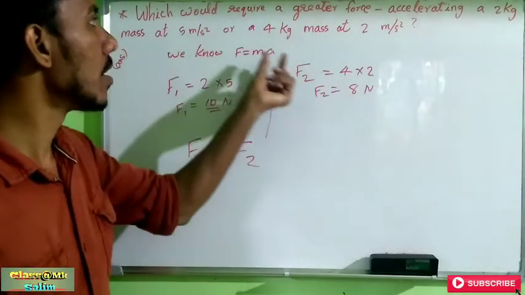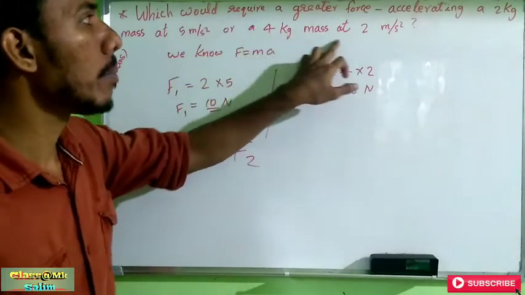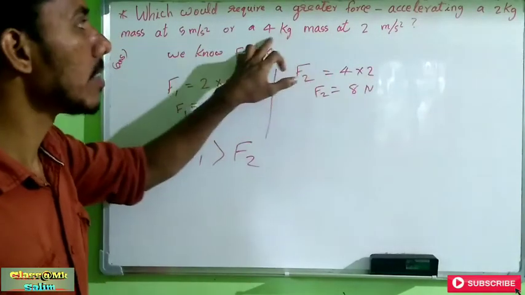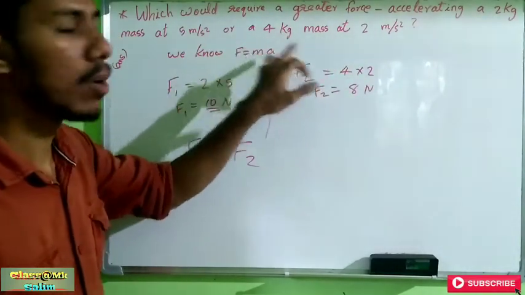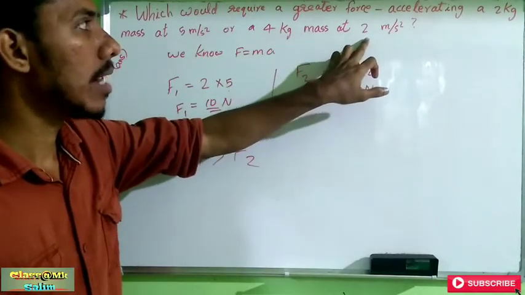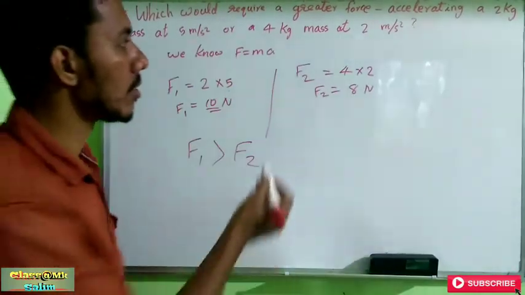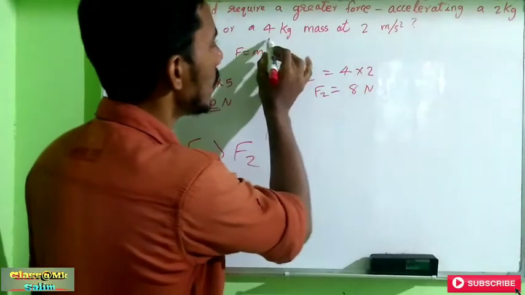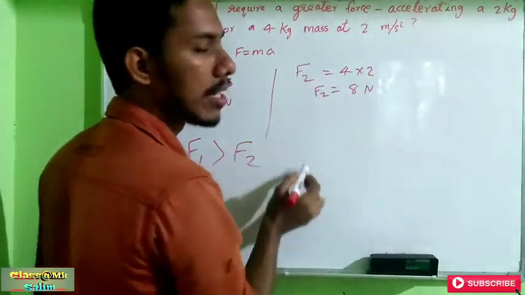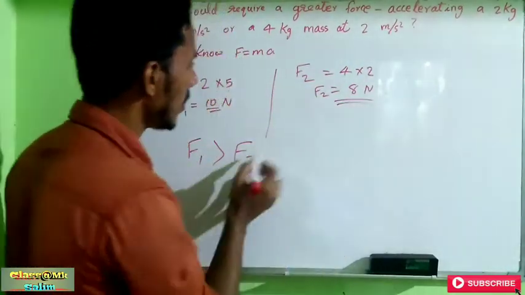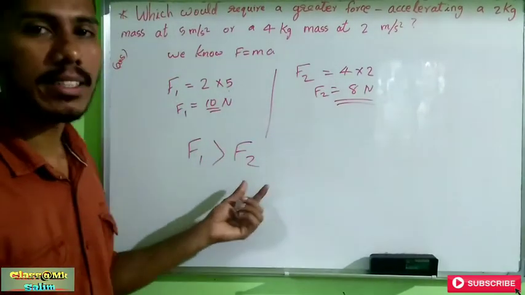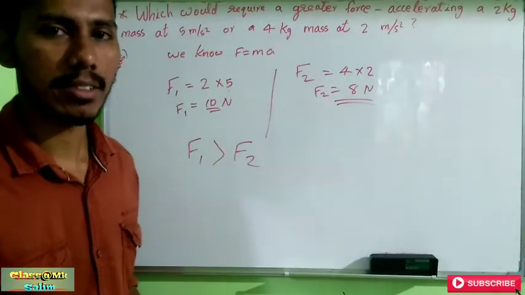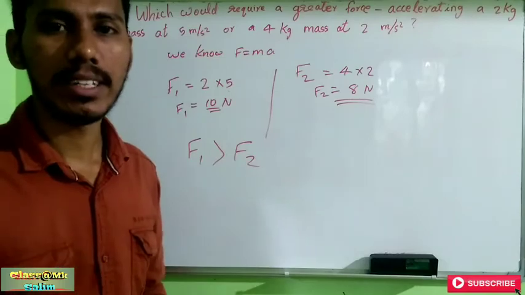Then another case, a 4 kilogram mass at 2 meter per second square. Mass is 4 kilogram and acceleration is 2 meter per second square. So F2 is equal to 4 into 2. We get 8 Newton. So which is greater? F1 is greater than F2. That is the answer.